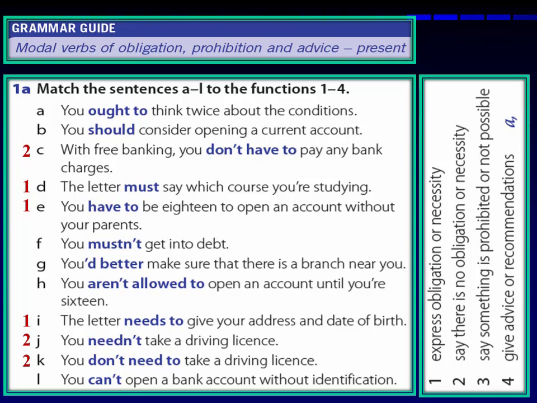What about number 3? Say something is prohibited or not possible. Okay, we use mustn't and aren't allowed to. And also I can use what? Can't. What about number 4? Give advice or recommendation. We use ought to and should to talk about what? Advice or recommendation, and also we can use had better. That's right, good.